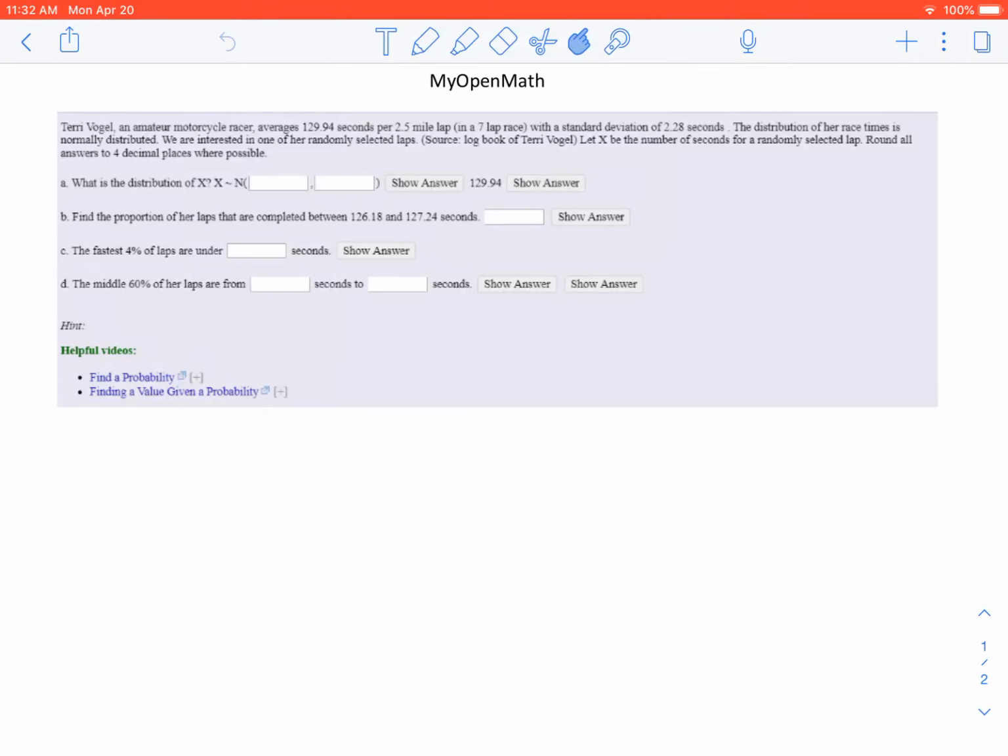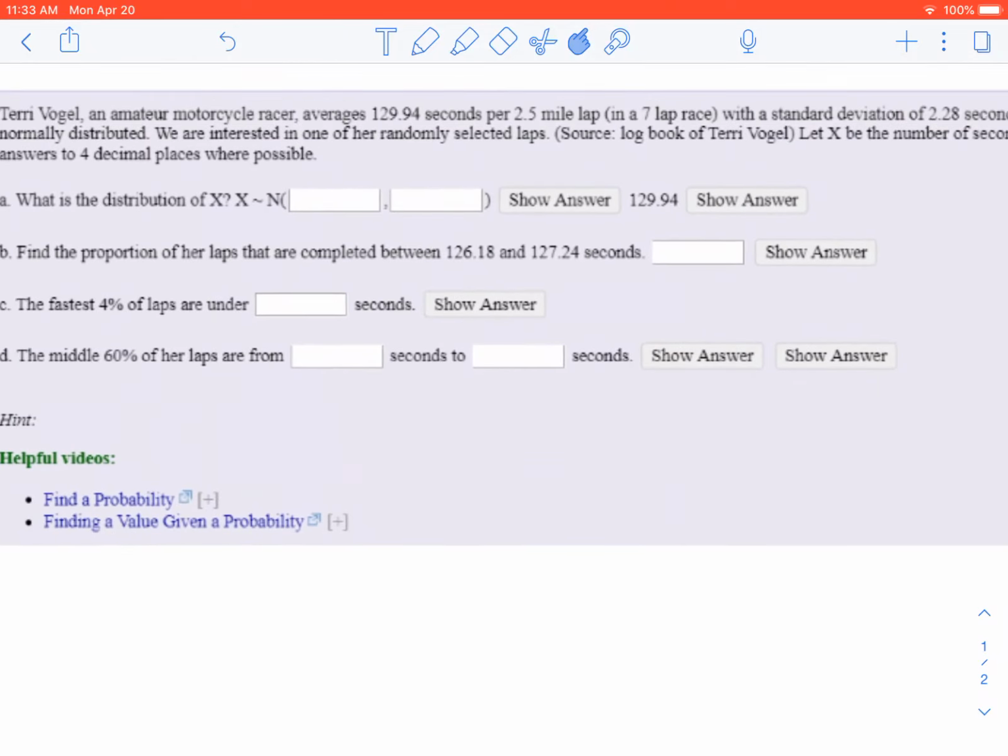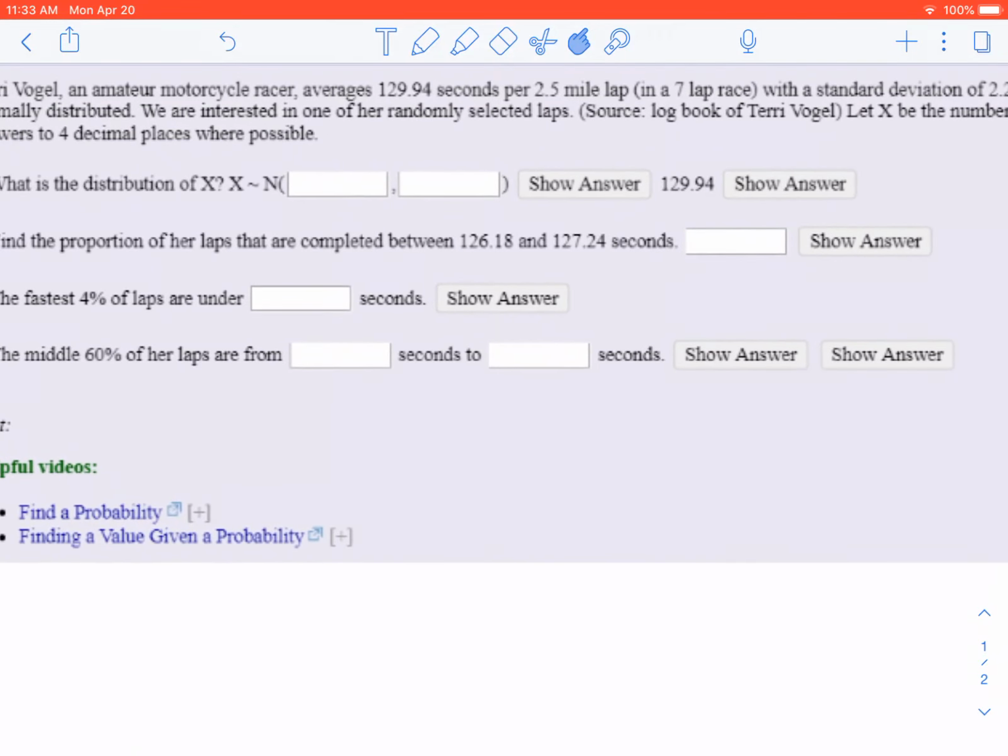And it says round all answers to 4 decimal places and let x be the number of seconds for a randomly selected lap. So the first thing is what is the mean and the standard deviation? And you guys had this before on other problems, and it seemed like we were doing okay. So again, your mean and your standard deviation, the mean up here is 129.94. And the standard deviation, it says, was 2.28.